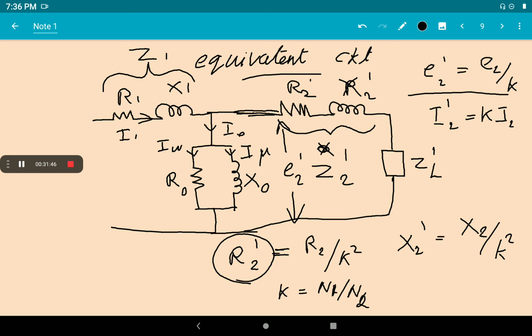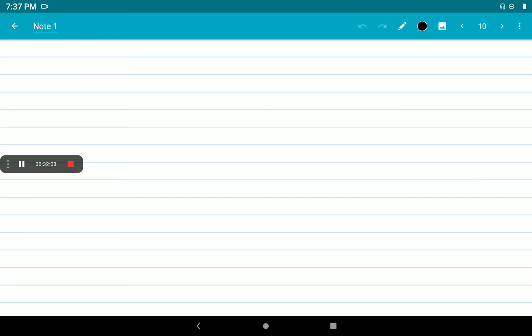If you are transferring voltage to the primary side, just divide it by K. If you are transferring current to the primary side, just multiply it by K. That is all you need to remember. You will get the equivalent primary values by multiplying or dividing by this K.